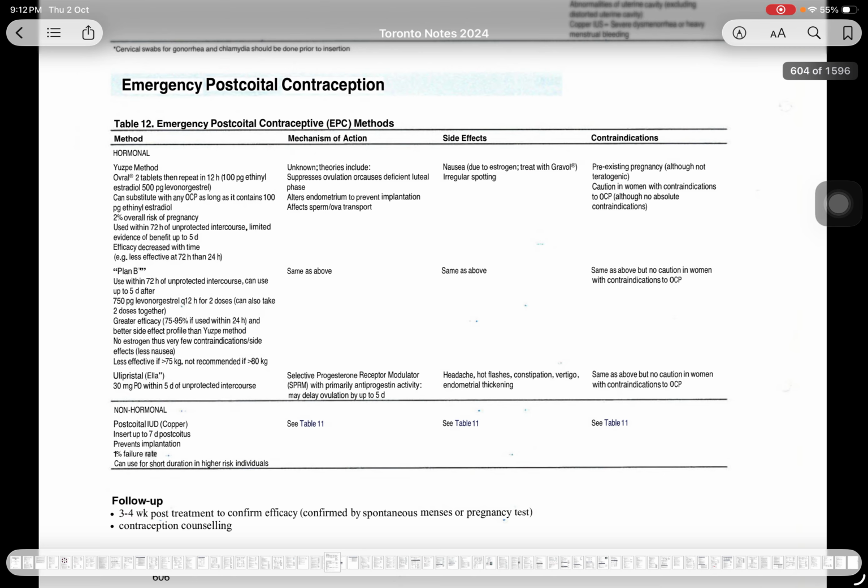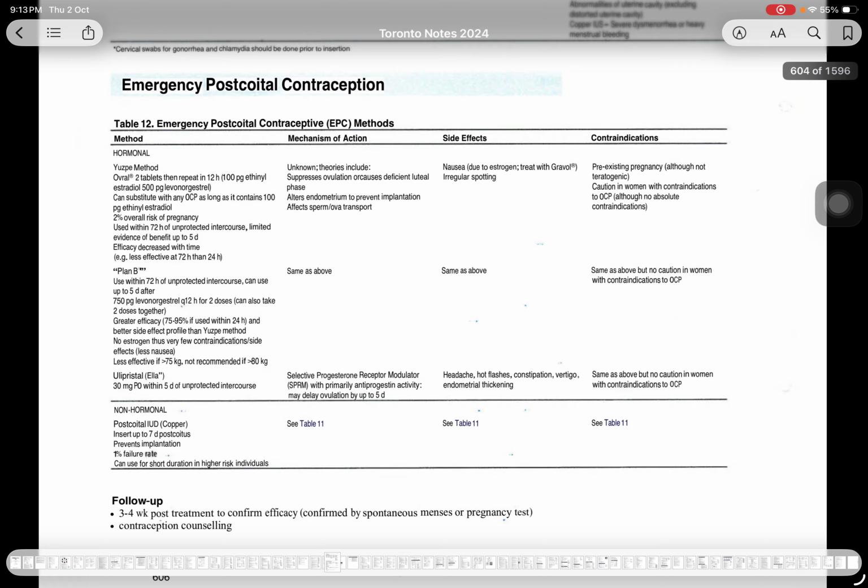Which one was the benefit one? It was the copper IUD that we discussed before, that it's going to be effective within 5 days. But these Plan Bs and hormonal ones are effective within 72 to 24 hours. Efficacy decreases with time, less effective at 72 than 24 hours.